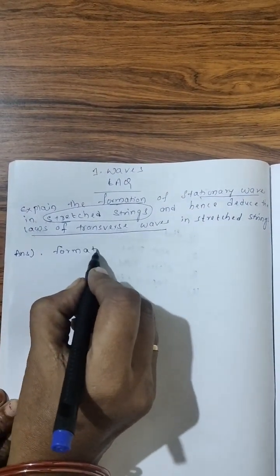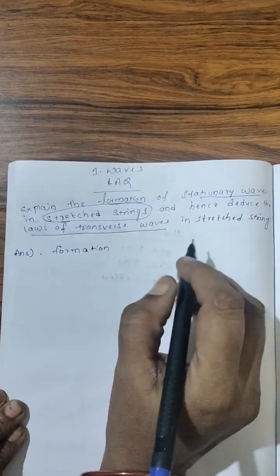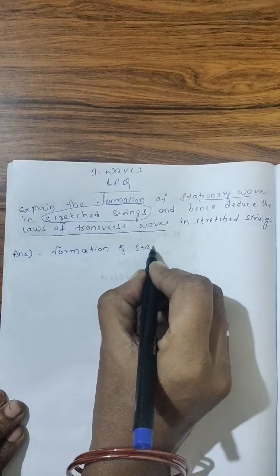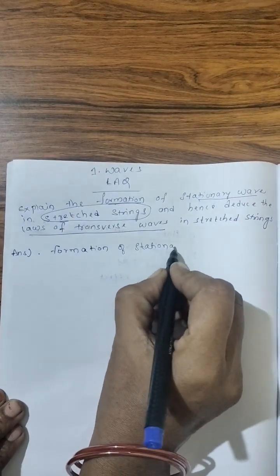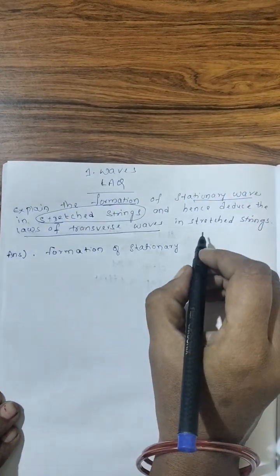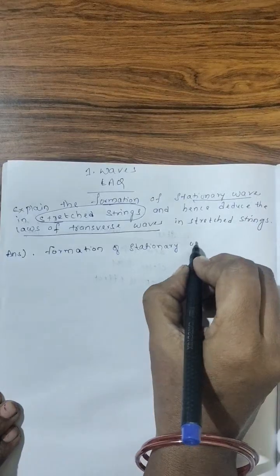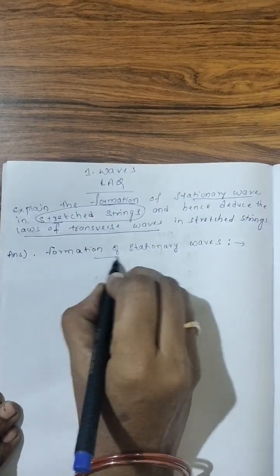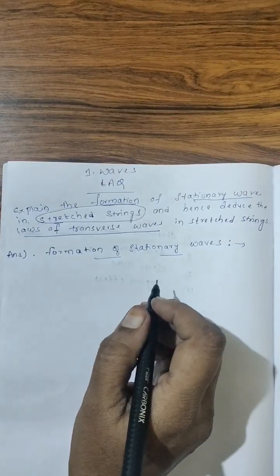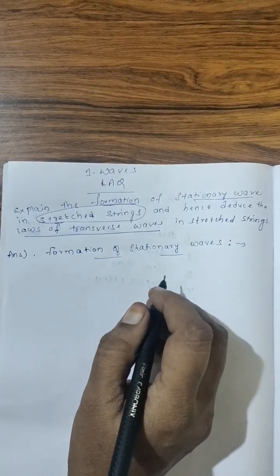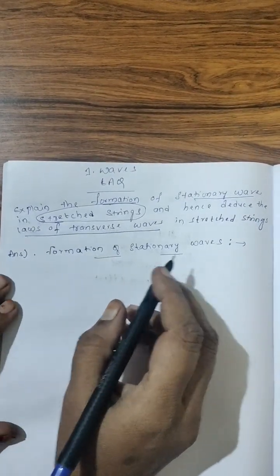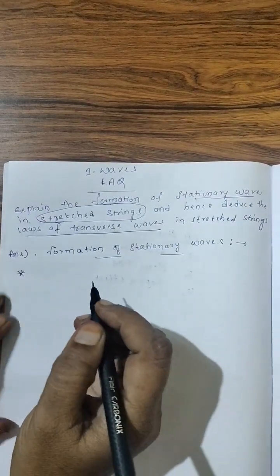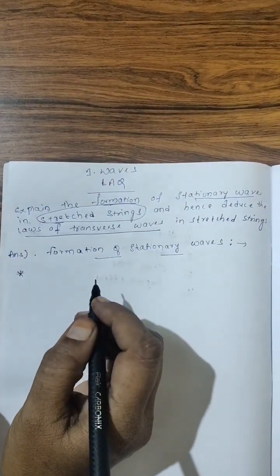So I'm writing the notes along with this video. Okay. Formation of stationary waves. Pause the video and just write down the notes. So maximum I'm trying to make you read in a simpler way. Okay. So let us go point wise. Another thing, point wise we have to read.